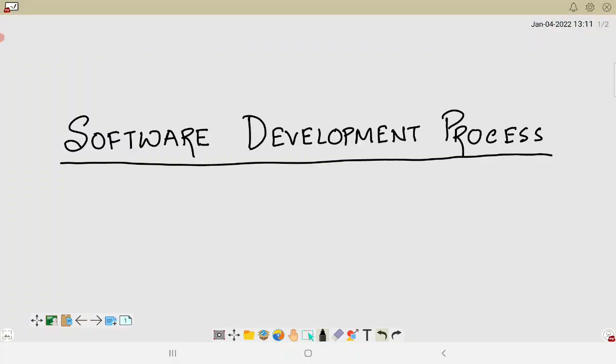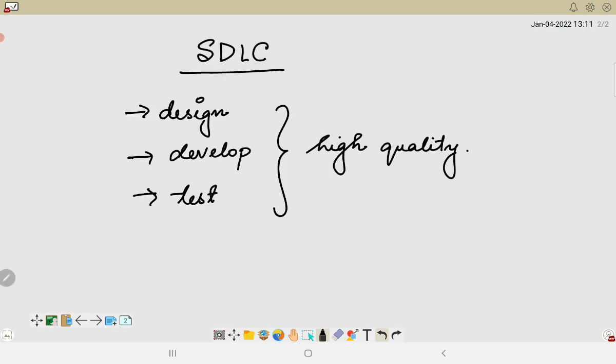In this session, we will be discussing the software development process, and to begin with, we will discuss the software development life cycle. So, the software development life cycle, primarily known as SDLC, is a process used by the software industries to design, develop and test a particular software.